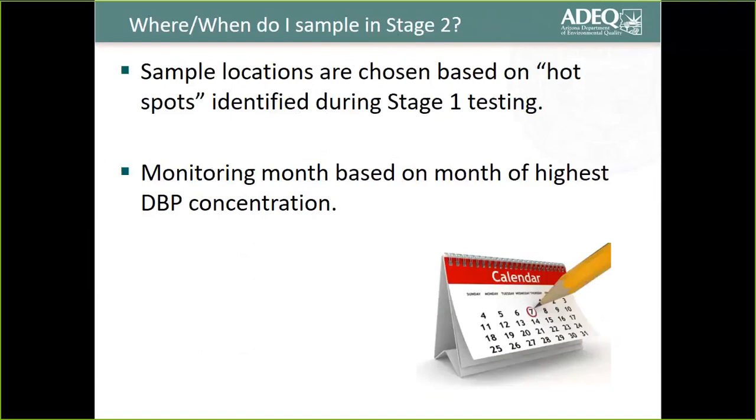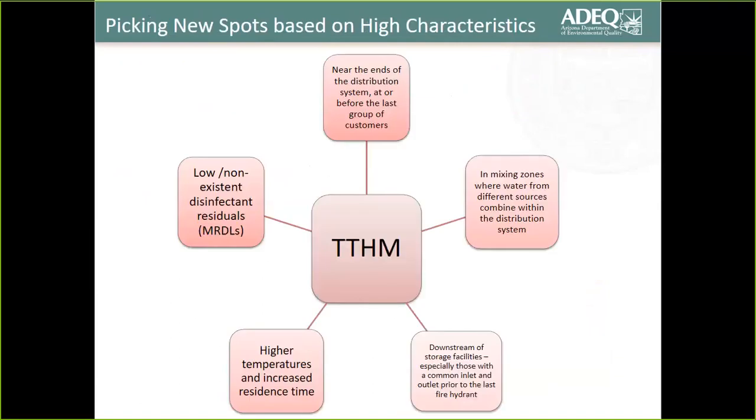So how are your sampling locations and then your monitoring month chosen? Sampling locations are based on hotspots that were identified during Stage 1 testing. So where you had your highest results during Stage 1 testing, that's where you probably would be sampling. And your monitoring month is based on the month of highest DBP concentration. So based on your historical data, where you had your highest DBP concentration, that month is when you're going to sample.